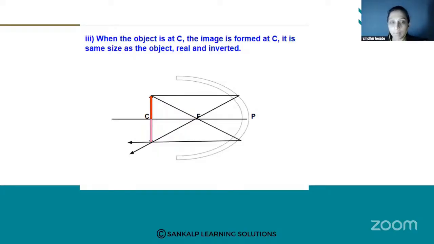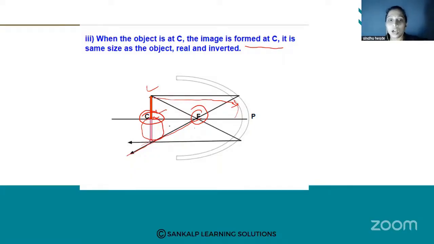Read the statement: object is at C. This time they place the object at point C. C is nothing but the center, right? Then again, this is the incident ray and it gets reflected from this surface, and this is the reflected ray. It passes through the point F. This time the image is formed at the same point where the object is placed. After reflection, the image is still formed here at the same point C.